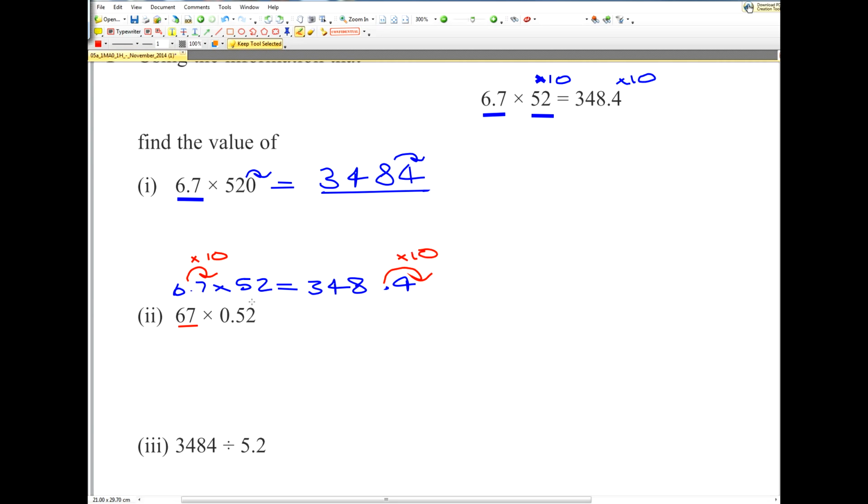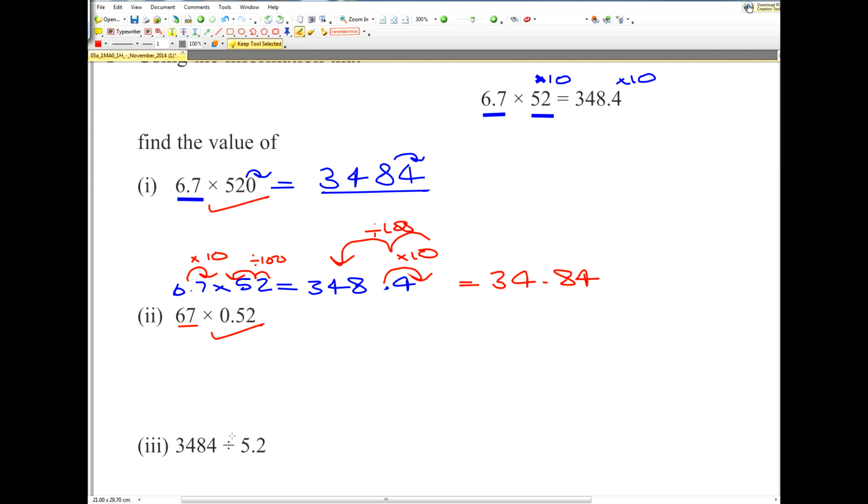Now the second part of the question was 52. So what did we do? We made it 100 times smaller. So now we have to feed that through. So from where we are here, we're going to go back by 2 places. So like for like, the answer becomes then 34.84. Lovely. Okay. That's that one done.